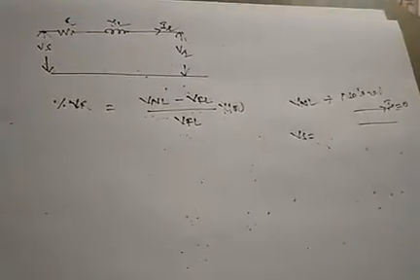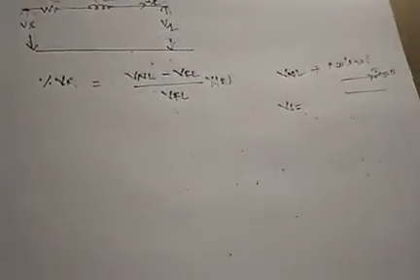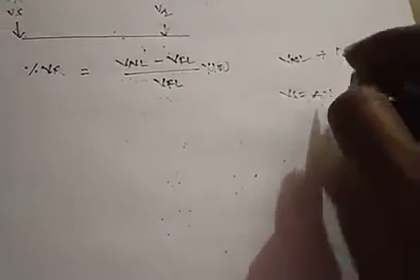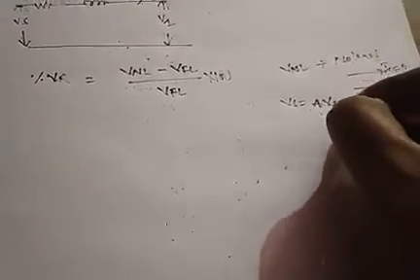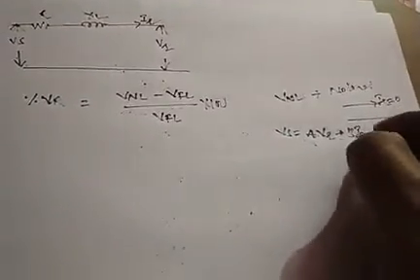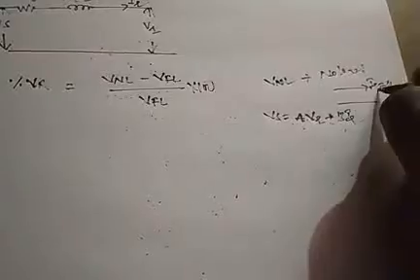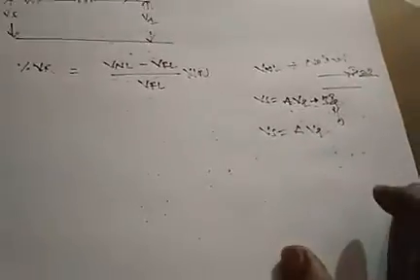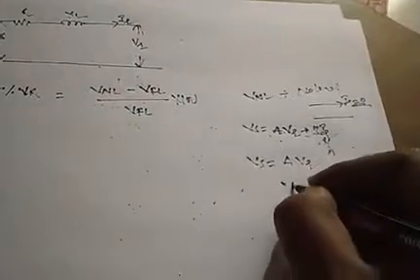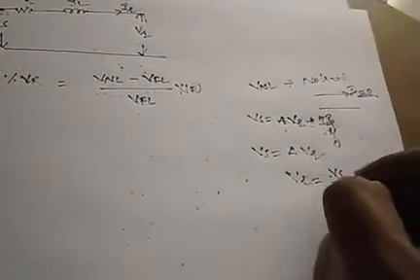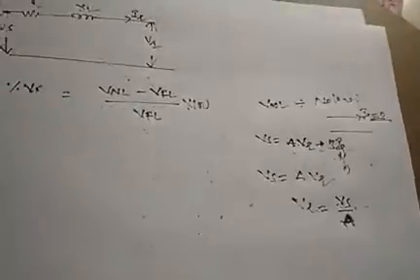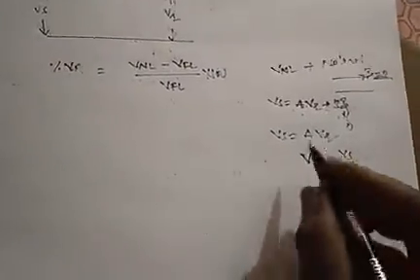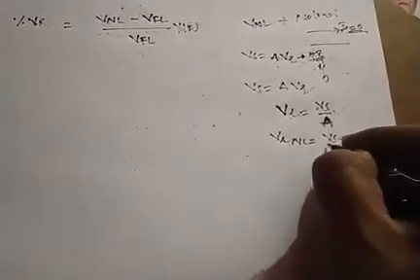If it is open circuited, what happens to the load current? Definitely 0. Substitute in the normalized equation, Vs is equal to AVR plus BIR. IR is equal to 0, so Vs is equal to AVR. So what is VR? VR is equal to Vs by A. So you got VR under no load is equal to Vs by A.